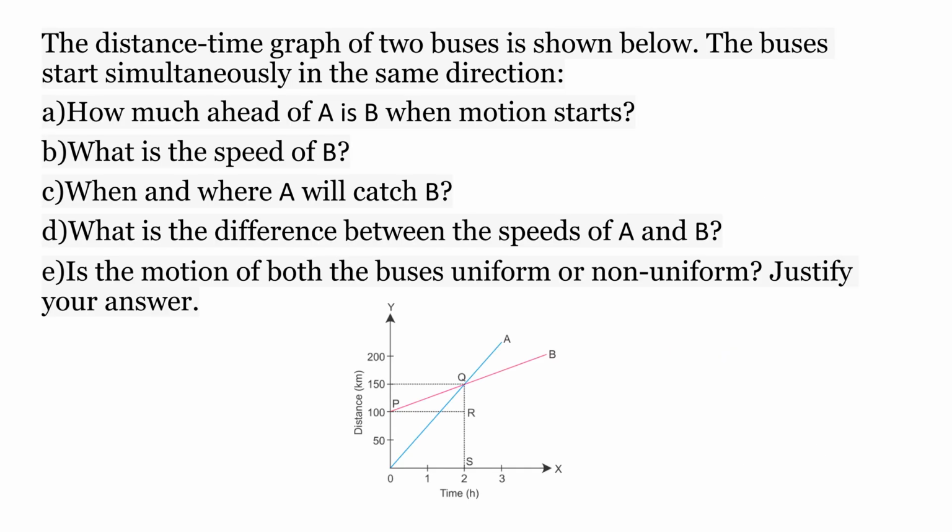Here the distance time graph of two buses is given, and when you look at the graph you can see that bus A starts from 0, and at the same time bus B starts from 100. Now look at the questions given here. How much ahead of A is B? Then we should find out the speed of B and speed of A. Then they're asking us when and where A will catch B. What is the difference between the speed of A and B, and whether the motion is uniform or non-uniform. So we'll solve it one by one.